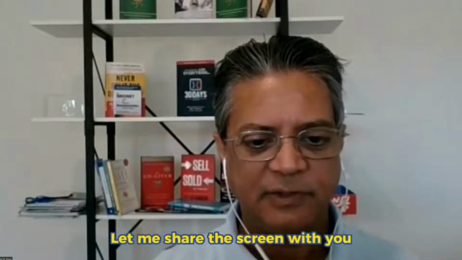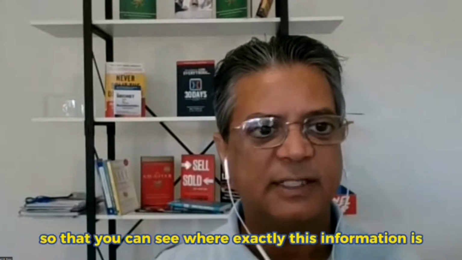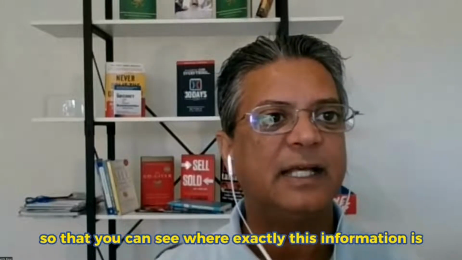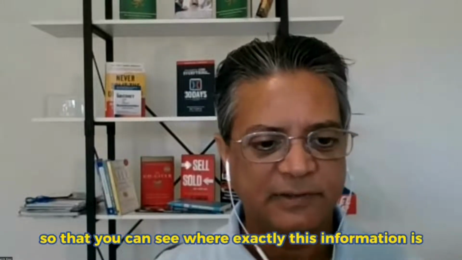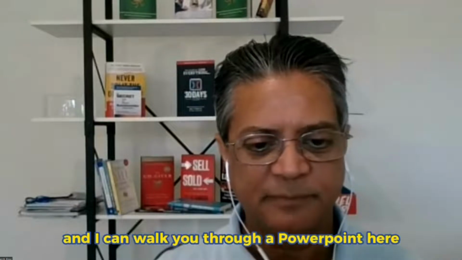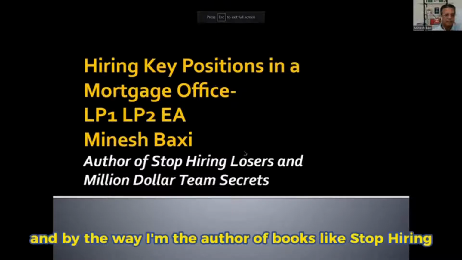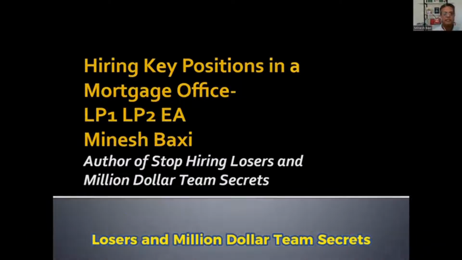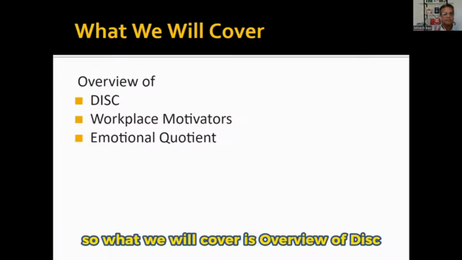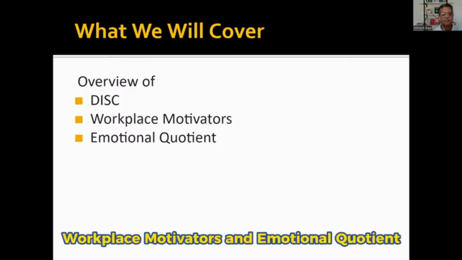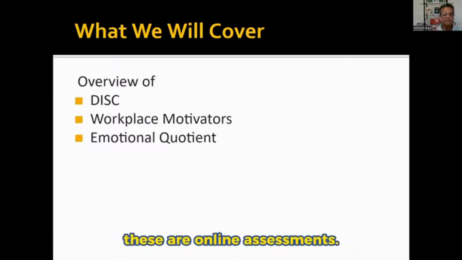Let me share the screen with you so that you can see where exactly this information is, and I can walk you through a PowerPoint here. Okay, let me start the slideshow. By the way, I'm the author of books like Stop Hiring Losers and $1 Million Team Secrets. What we will cover is an overview of DISC, workplace motivators, and emotional quotient. These are online assessments.